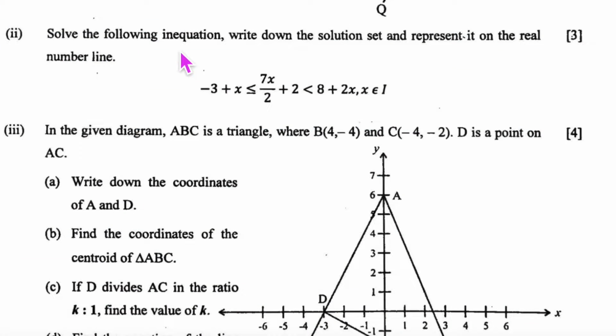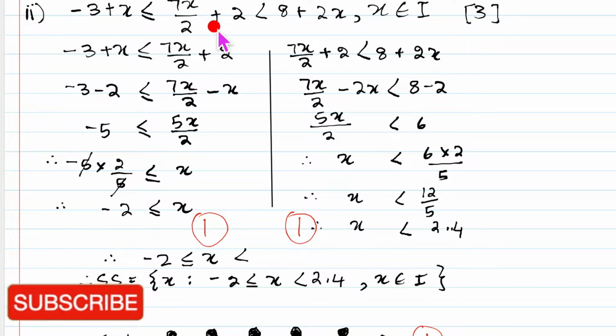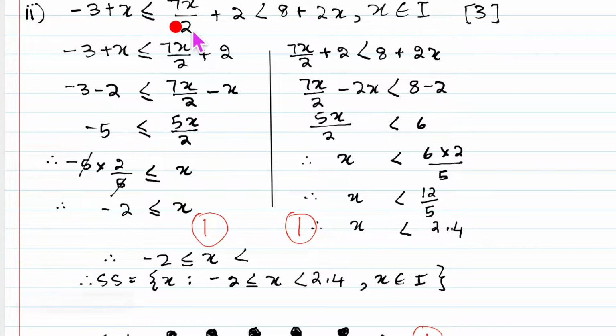Second part, solve the following inequation, write down the solution set and represent it on the real number line. So we have minus 3 plus x less than or equal to 7x upon 2 plus 2 less than 8 plus 2x, and x is an integer. So this is our inequation. We write one side as one inequation, and the other side as another inequation. And we solve it the way you have learned to solve.